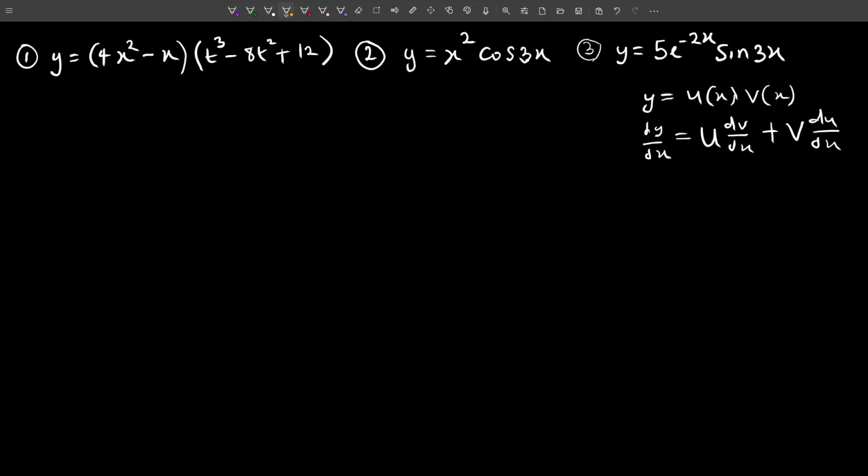If you look at this now, we're multiplying two functions. We're multiplying this and this. So this can be my u and this can be my v. So I can say let u equal 4x squared minus x and let v equal x raised to 3 minus 8x squared plus 12.